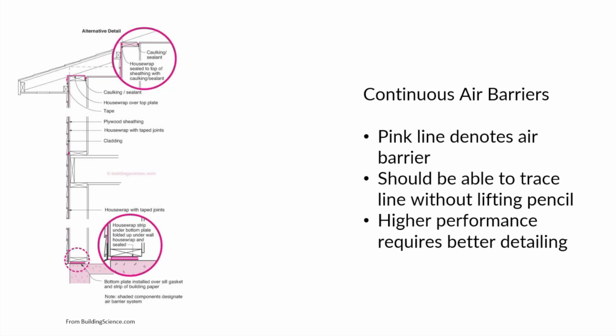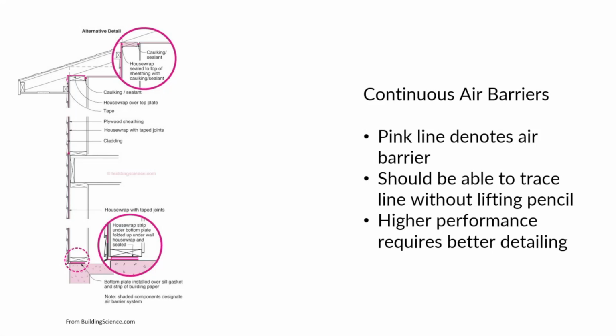Same sort of thing with our mass layer in terms of these details, right? Typically it's going to be drywall, so we should be able to trace that. And anytime we have a break in that mass layer, like an electrical outlet or a gap between layers of gypsum board, we need to figure out a way to seal that so that we continue that mass layer.